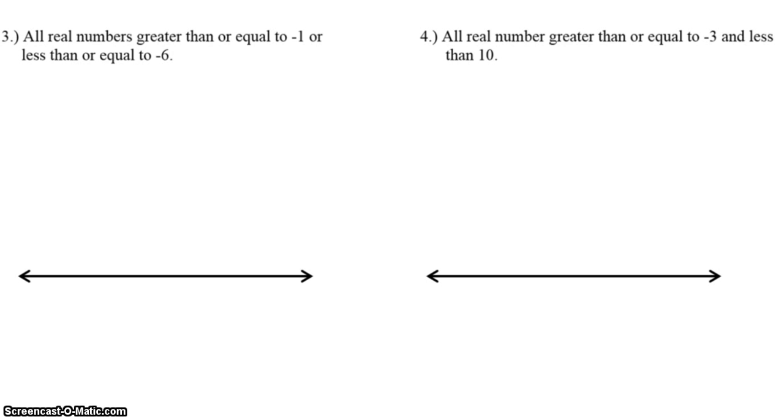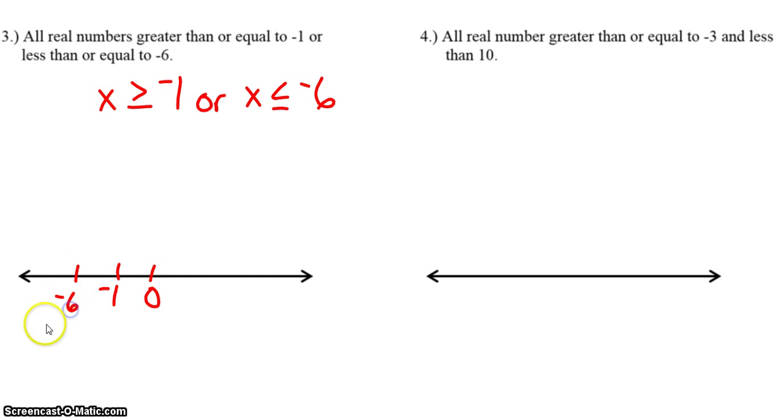If you look at number 3, all real numbers greater than or equal to -1 or less than or equal to -6. So x is greater than or equal to -1 or x is less than or equal to -6. You would have 0, you'd have -1, you would have -6. Greater than or equal to -1 would be closed and to the right. X is less than or equal to -6 is closed and to the left. So your or statements again went apart from each other.